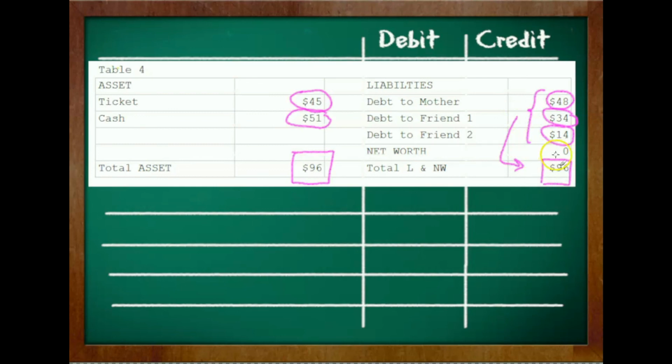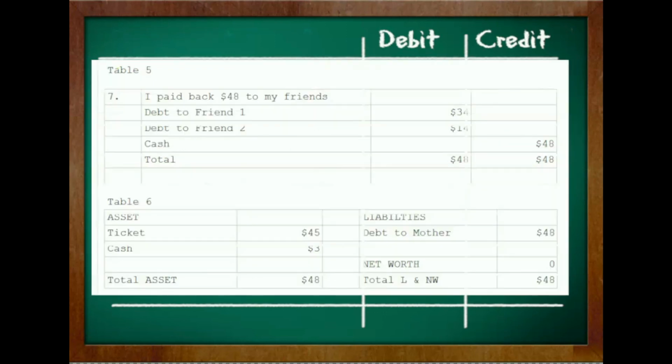The event when I borrowed $50 is past and doesn't play role anymore in current situation with current positions. Moreover, going forward in paying $48 to my friends I get following positions. Table 5. Transaction 7. I paid back $48 to my friends. Debit debt to friend 1 $34. Down. Debit debt to friend 2 $14. Down. Credit cash $48. Down. Total debits equals $48. Total credits equals $48. Checked.